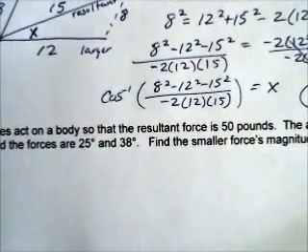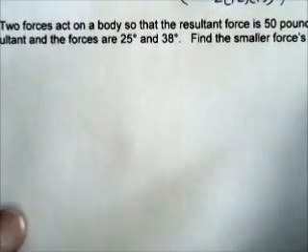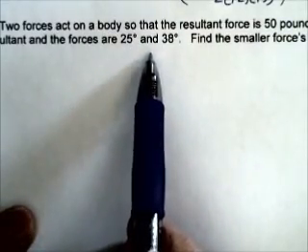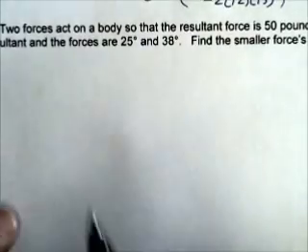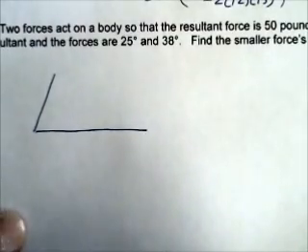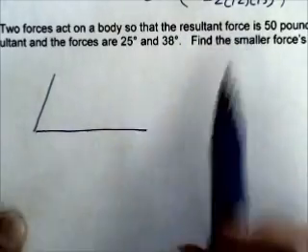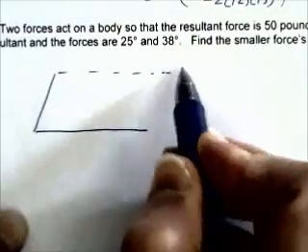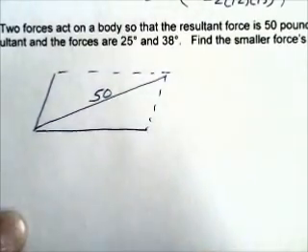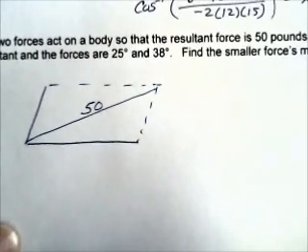Okay, in our last one, we have two forces that act on a body so that the resultant force is 50 pounds. The angles between the resultant and the forces are 25 degrees and 38 degrees. Find the smaller force's magnitude. So here's our resultant, the diagonal, that's 50 pounds. The angles between the resultant and the forces are 25 degrees and 38 degrees.